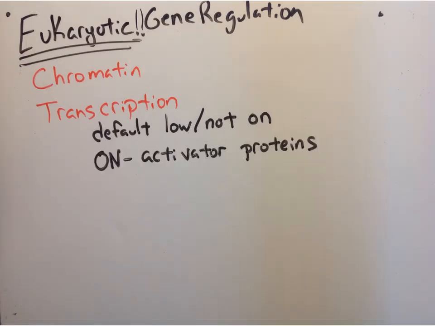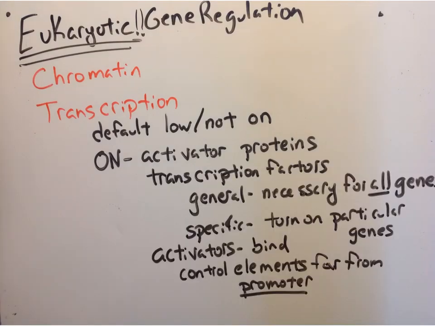This is different than prokaryotes. In eukaryotes, most gene regulation is regulated positively. It uses activator proteins to enhance or ramp up or increase transcription to robust levels to turn the genes on.